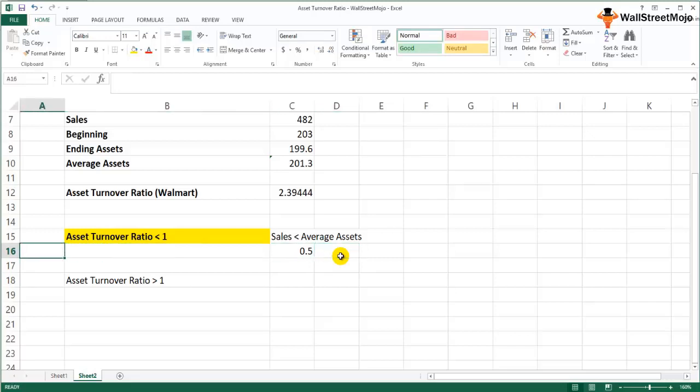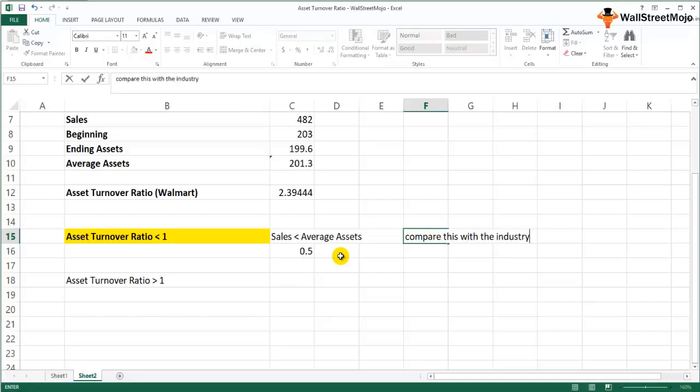This may or may not be a good situation to be in, because generally, if it is less than 1, we should also look at its industry peers. If the industry is such that sales divided by average assets, that is the asset turnover ratio of the industry, is generally low, we can't say that if it is less than 1, it is not good. So please do compare this with the industry average.